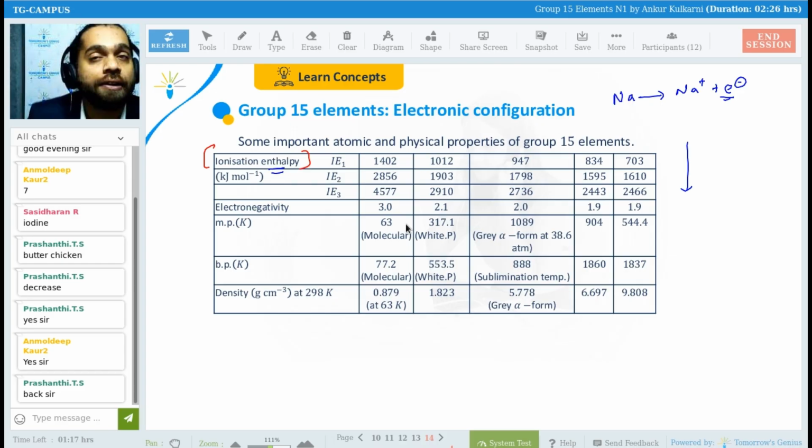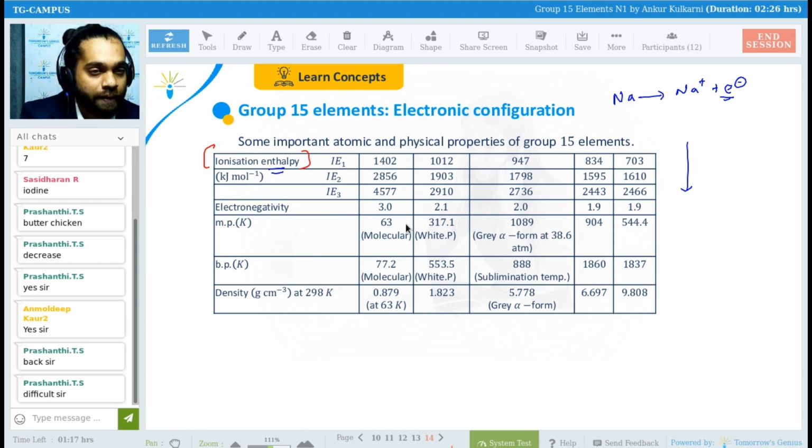If I go down the group, will it become easy to remove the last electron or is it difficult to remove the last electron? Yes, Raghu, Sasidaran. What will happen? Yes, come on. Kevin, is it easy or is it difficult? This is difficult. Simple as that.